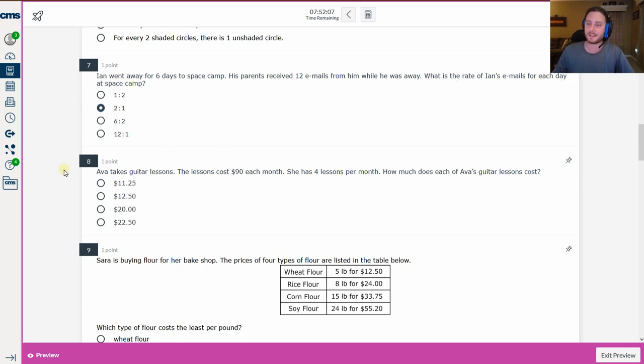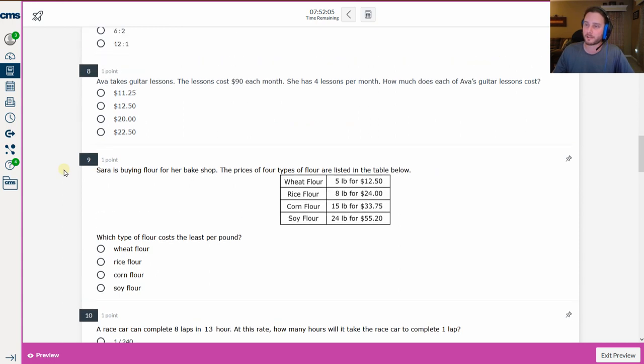For number 8, it says Ava takes guitar lessons. The lessons are $90 each month, and she has 4 lessons per month. How much does each of her lessons cost? So we've done notes on unit price before as well, which is we are supposed to divide the amount of money, $90, by the units at stake, which are the lessons. So for number 8, we have to do 90 divided by 4.